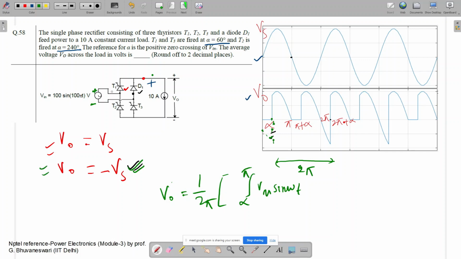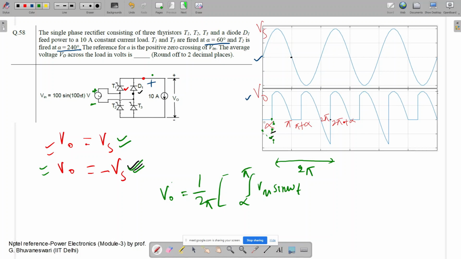So when T1 and T3 are conducting, the output voltage is the same as the source voltage. When T1 and T3 are doing the freewheeling, the output voltage is 0. And when T2 and D1 conduct, the output voltage will be the negative of the source voltage. This is what I have drawn here.